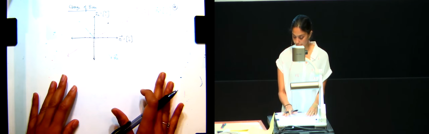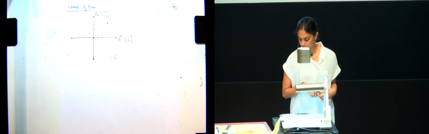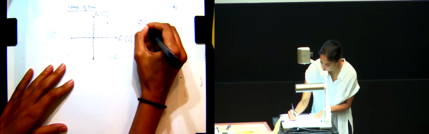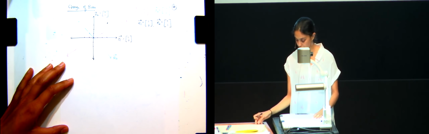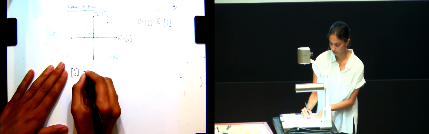And so now the question is, we know that these form a basis, and we want to try and understand how we can get back and forth from one set of bases to another set of bases. So we have our standard basis: E1 is 1, 0, and E2 is equal to 0, 1. The first thing I'm going to do is write out what happens to the vector 1, 0 in our new basis.